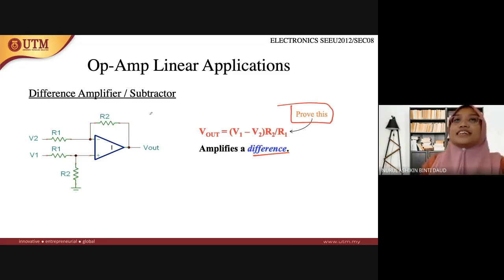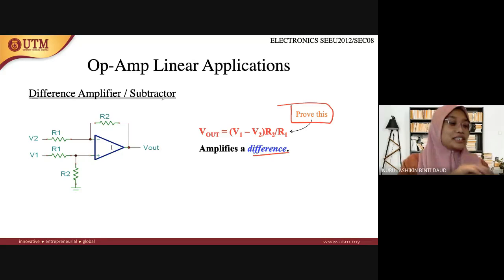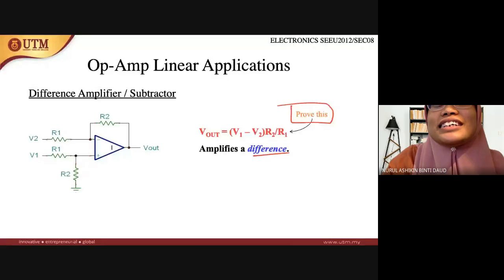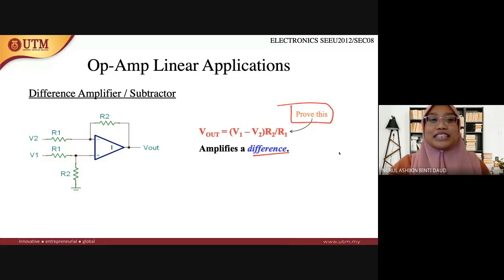The difference amplifier or subtractor. Kalau many of you can prove this, we can go very fast tomorrow. Perhaps we can finish the chapter by tomorrow. I hope so, but I think not. So nanti try to prove this equation. Kalau tak dapat, banyak je sekarang ni source dekat Google yang you can find on how to prove this equation. Alright, so any questions?